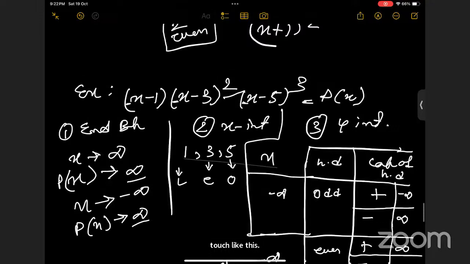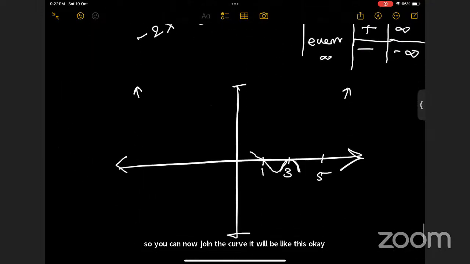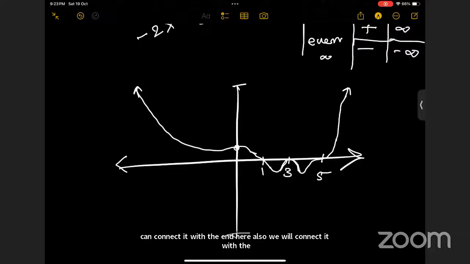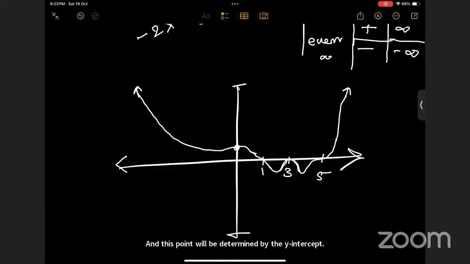And at the point 5 the degree is 3. That means something odd. So it will be like this, right? Then we can connect it with the end. Here also we will connect it with the end. And this point will be determined by the y-intercept. Now is it clear? Yes, ma'am, very much. Okay, so I guess it's clear to all of you.